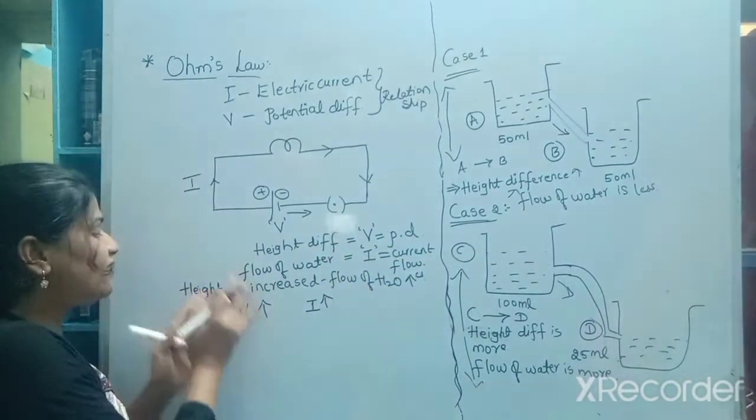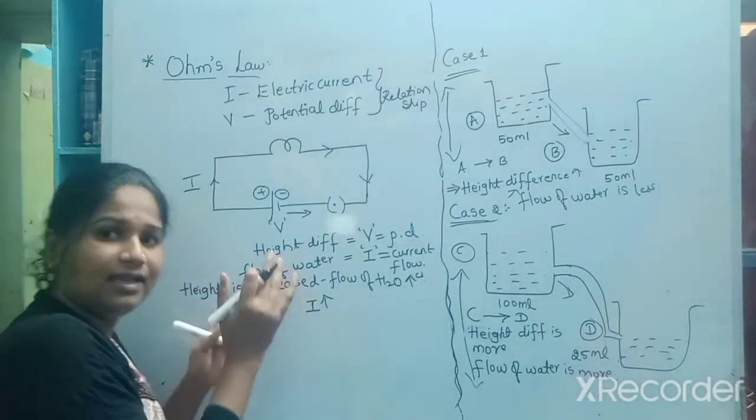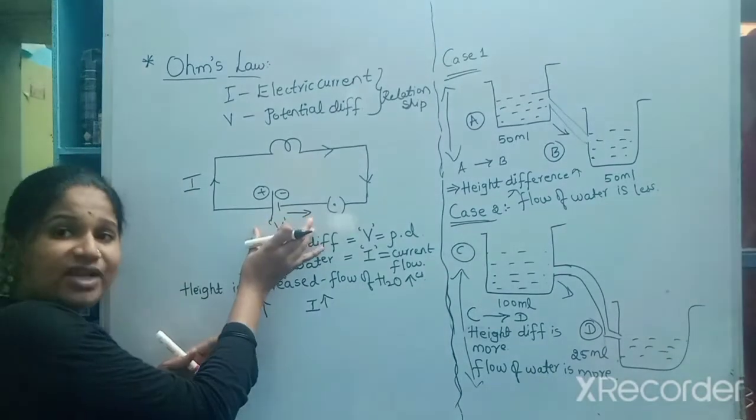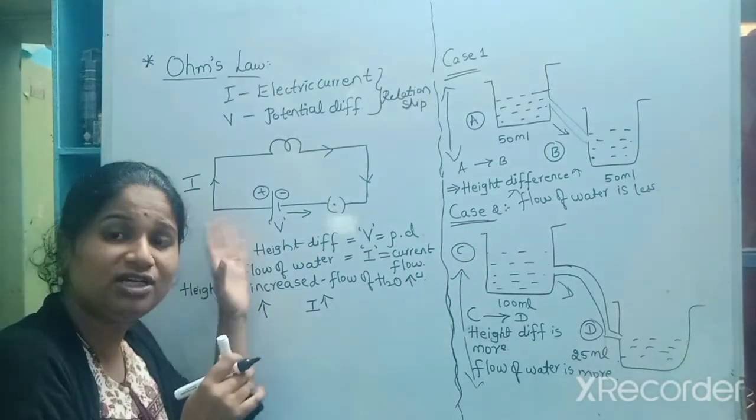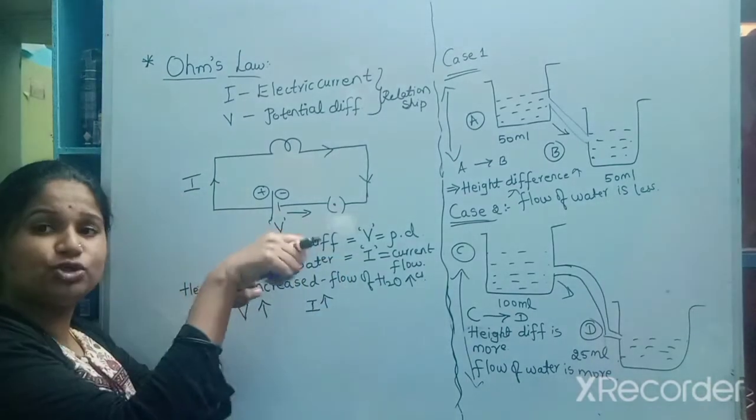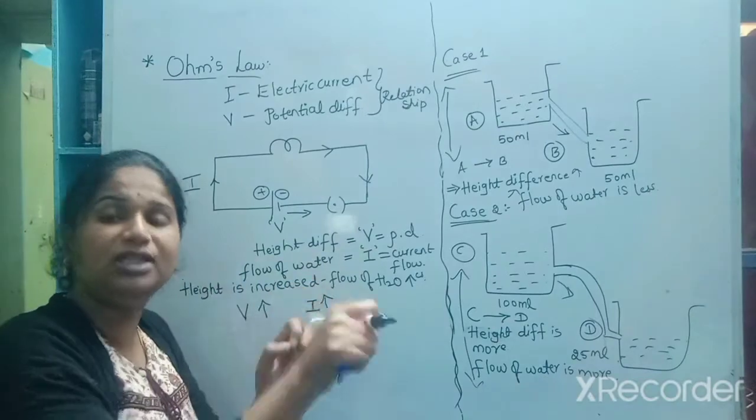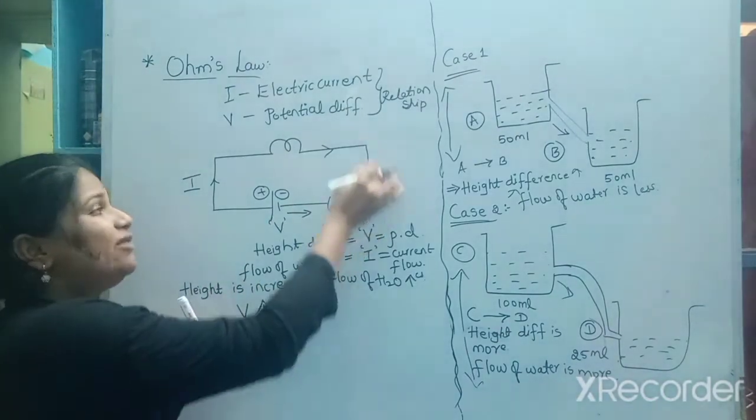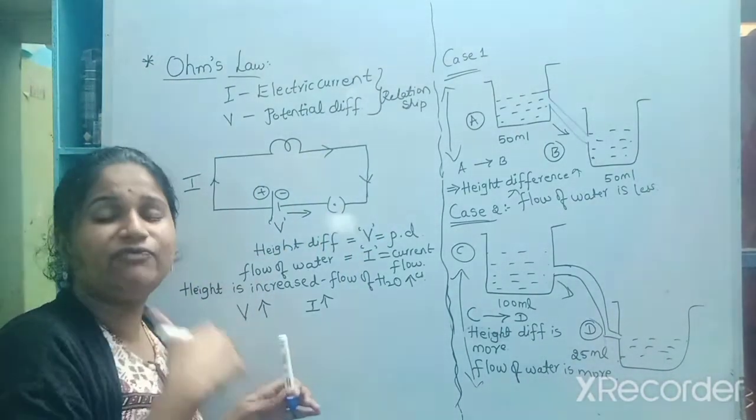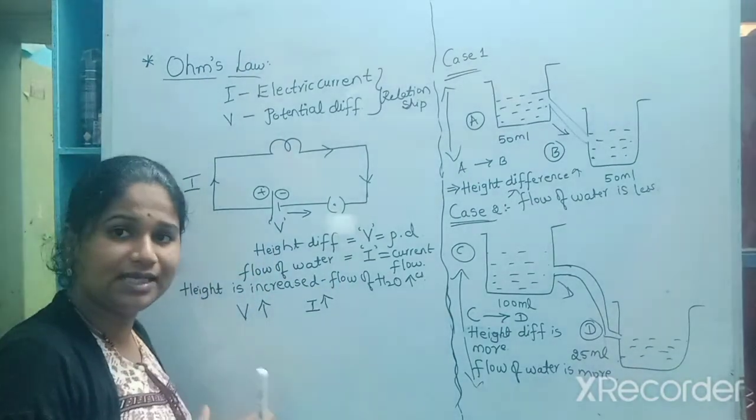So here if the height increases, flow of water increases. Like that, if potential difference increases, what is the potential difference? That force, that energy, if that force to pull the electron increases, the flow also increases. If the flow of electrons increases, obviously the current increases.